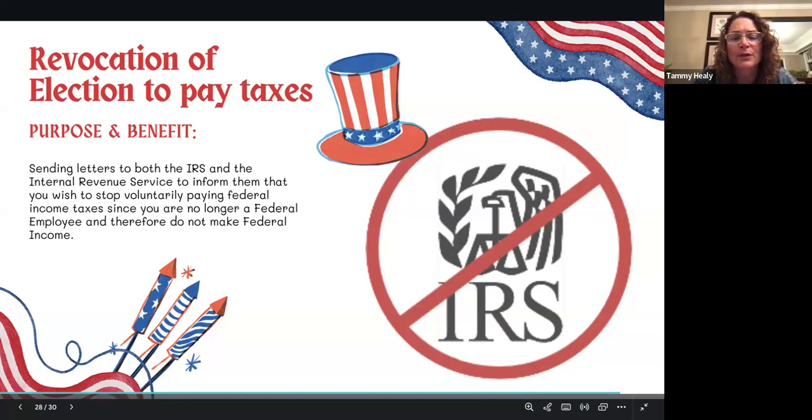Everything that's in all capital letters is always a municipal citizen. The Internal Revenue Service is a British territorial corporation. So when you send your letters revoking your election to pay taxes, you're sending them to both corporations. One address is in Washington, D.C., and the other one is in New York.